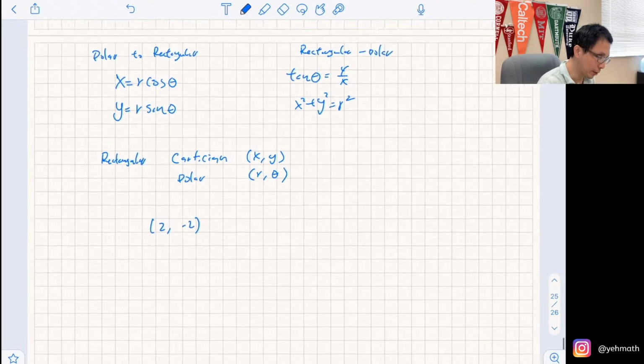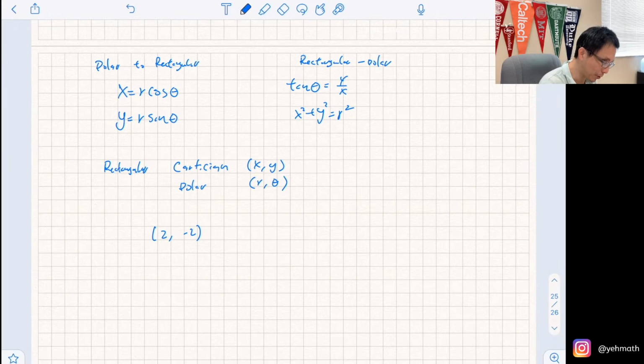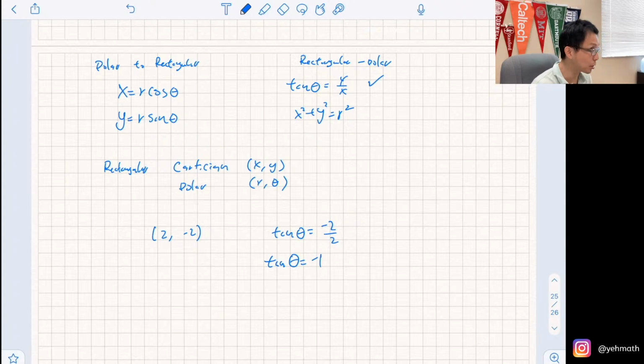With a rectangular coordinate, I can convert to polar just using this equation here. So tangent of theta is equal to 2 over -2. Wait, hold on, -2 over 2. It doesn't matter. But -2 over 2, y over x. So tangent of theta is equal to -1. Now, since it's a 2, -2, which quadrant is it?